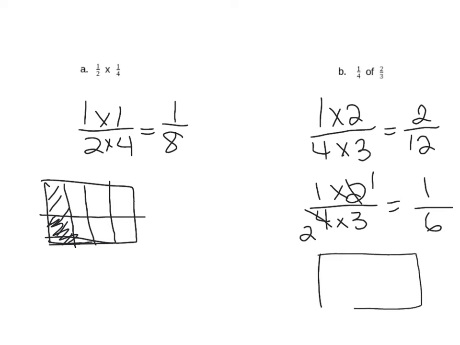And you could draw this showing 2/3 shaded, then split into fourths and shade 1/4. So I have 1, 2 shaded out of 1, 2, 3, 4, 5, 6, 7, 8, 9, 10, 11, 12. So the answer is 2/12 or 1/6.